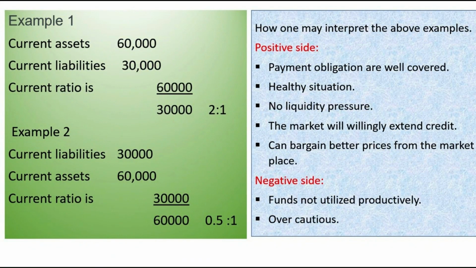Example 1. Current assets $60,000. Current liabilities $30,000. Current ratio is 60,000 divided by 30,000, 2 to 1. Example 2.